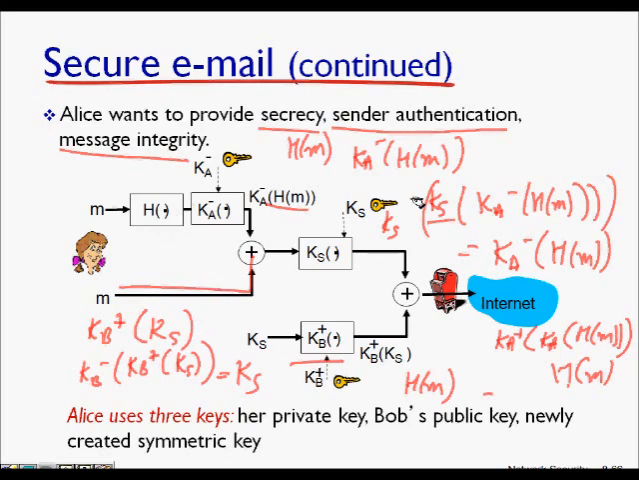integrity was maintained. And he got Ks, the shared secret key, and because the H of M was the same, it means that the message was authentic also, it was sent from Alice. So this is how he ensures all three: secrecy, sender authentication, and message integrity.